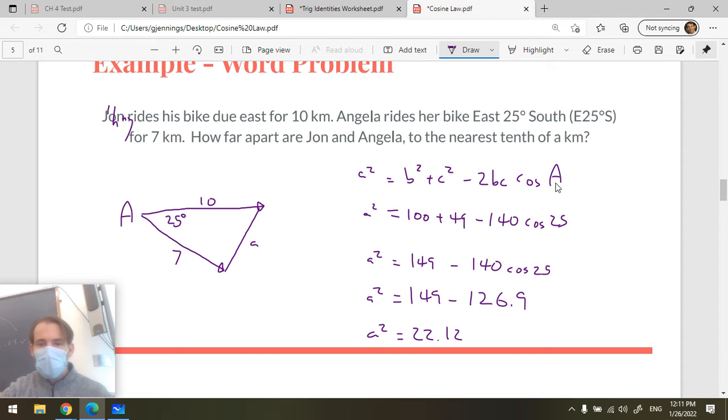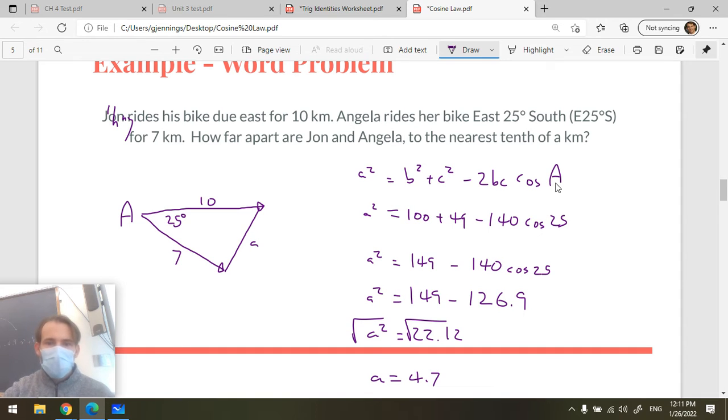22.12. Okay, taking the square root of both sides, I expect this to be bigger than 4, smaller than 5, because my squares are 16 and 25. Those are the adjacent squares, the squares of 4 and 5, respectively. So I predict that this is going to be about 4.8. Let's take the square root. 4.7. Okay, A equals 4.7.